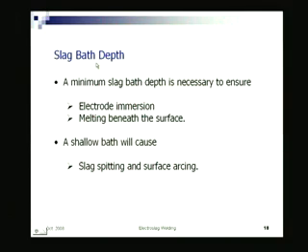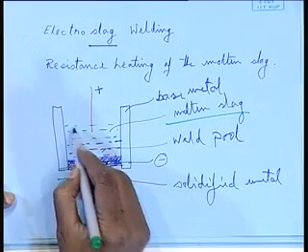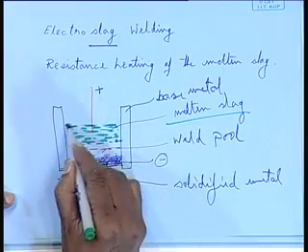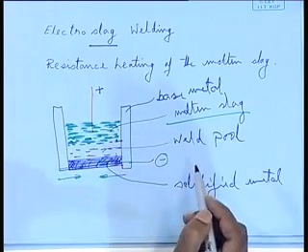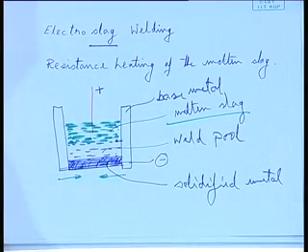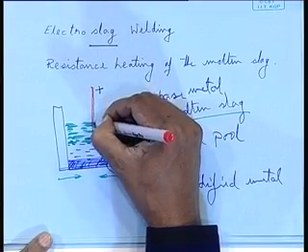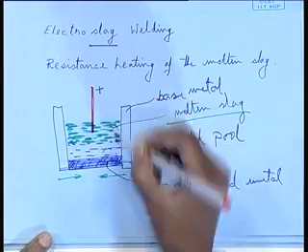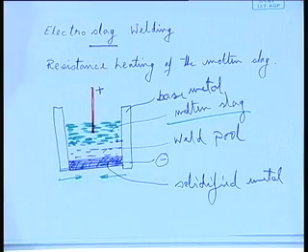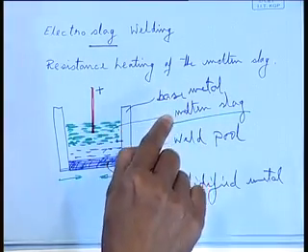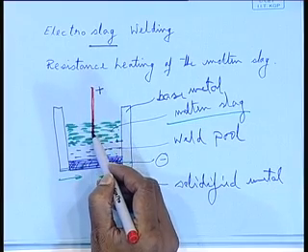Slag bath depth: how deep should this bath be? As we have schematically drawn here, this green stuff is the slag bath, that is, the bath of molten slag. The minimum slag bath is necessary to ensure sufficient immersion of the electrode, so that it comes sufficiently inside. Melting beneath the surface is important, not at the top of the surface but below it. Inside the slag bath, the electrode tip should melt. It should not melt at the top, it should melt inside.